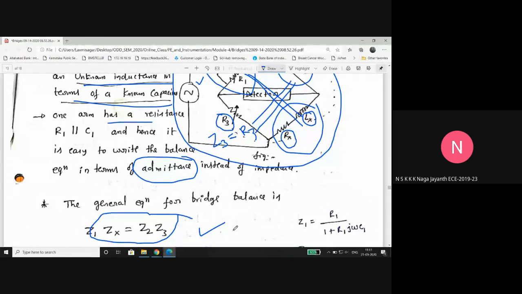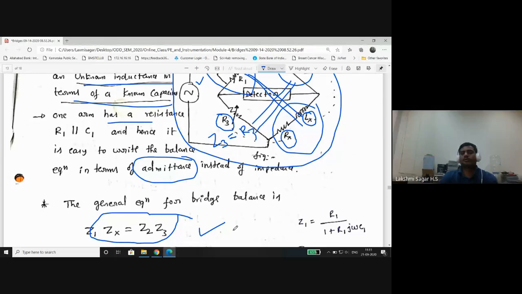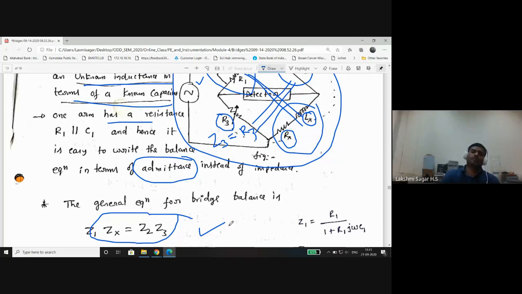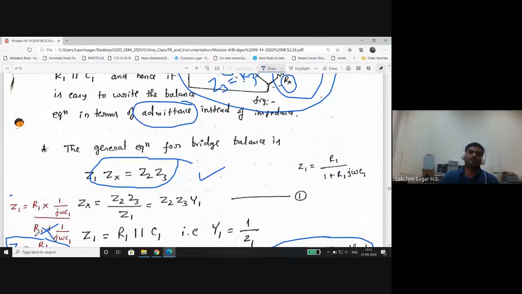Sir, once show the equation, sir. So which one? The parallel case. Parallel, you see here. Z1 is equal to R1 into 1 by j omega C. If it is connected in parallel, you know, no? So now you solve it.